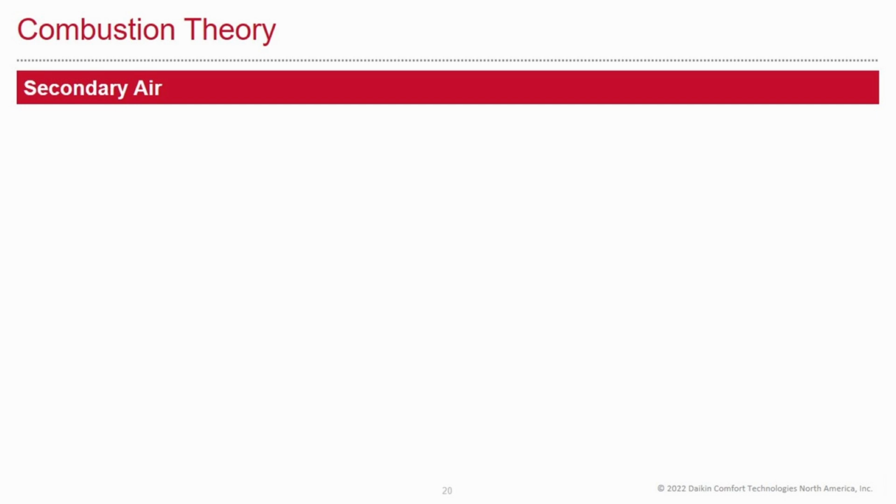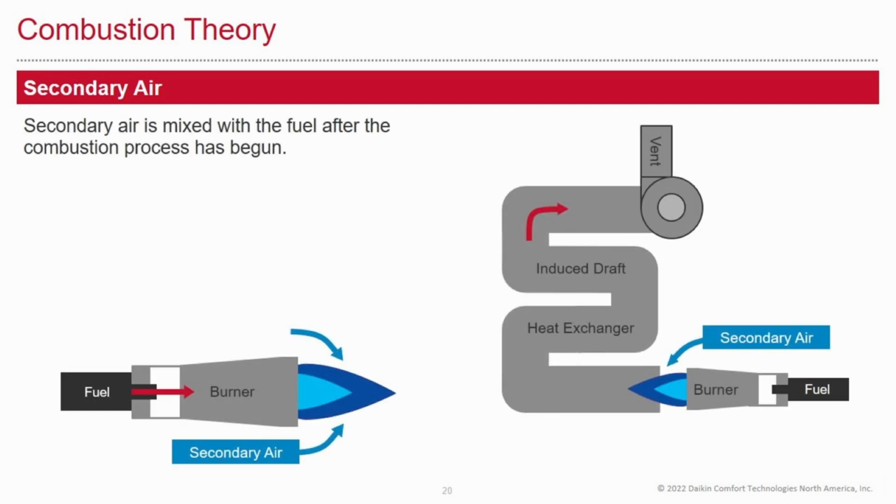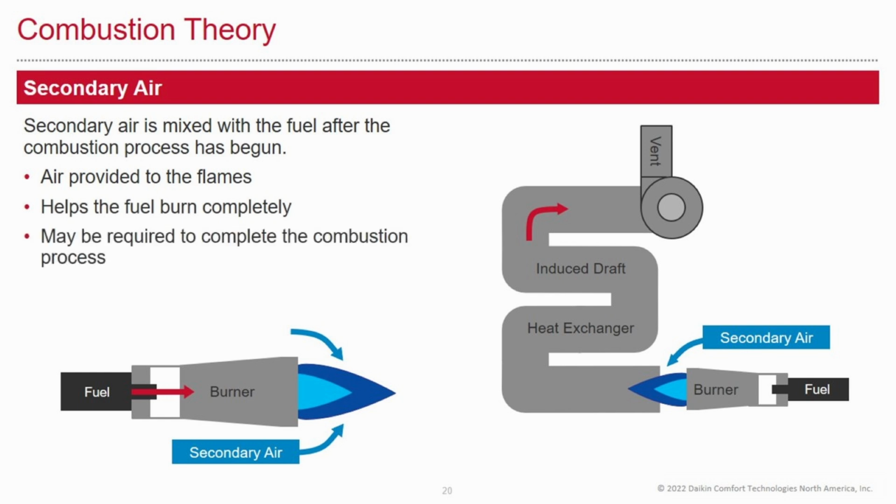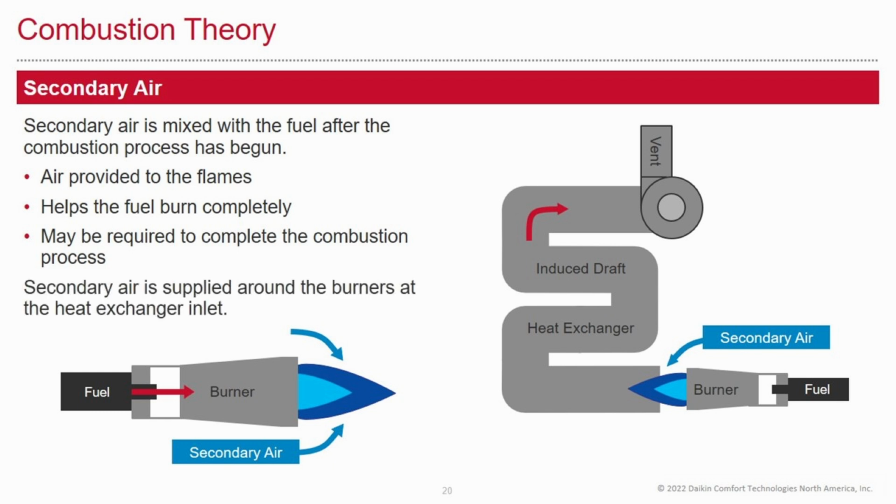Secondary air. Secondary air is mixed with the fuel after the combustion process has begun. It is air provided to the flames. It helps the fuel burn completely and may be required to complete the combustion process. Secondary air is supplied around the burners at the heat exchanger inlet.